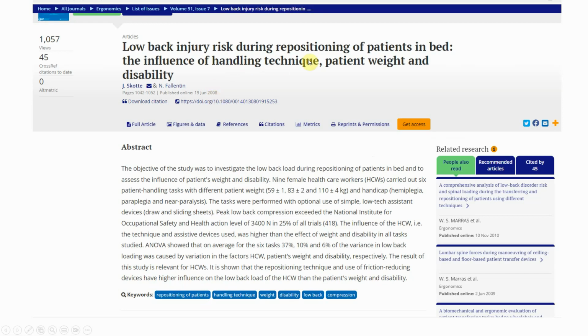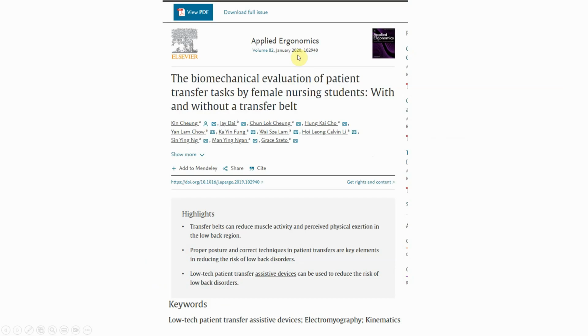2008, we're seeing handling techniques, disability, back injury, all that sort of general theme that we wanted to see with our rough idea, and a nice range of keywords again. 2020, very recent article here, evaluation of patient transfer tasks, with and without a transfer belt this time, so it's a different type of transfer, but it's still transferring a patient and it's still looking at that process.